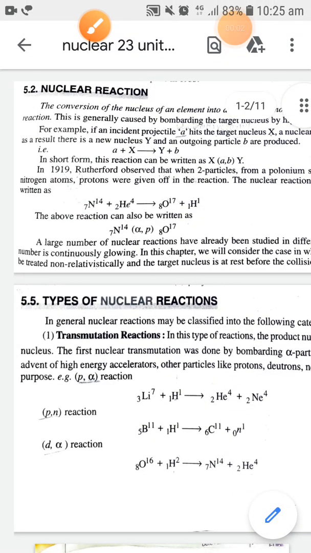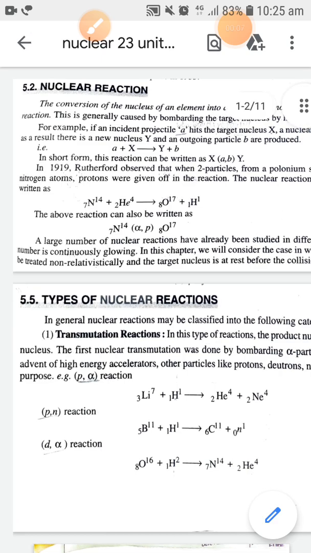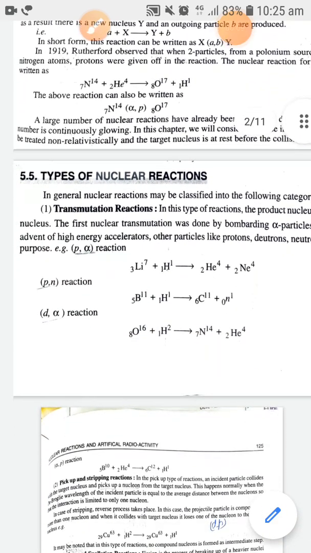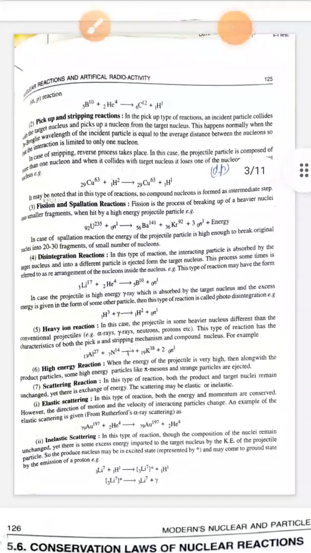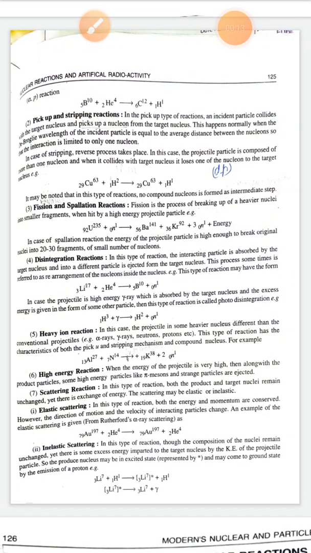Hello students, as we have already discussed nuclear reactions and types of nuclear reactions, in this lecture we will discuss other types of nuclear reaction. Today's first reaction is heavy ion reaction.